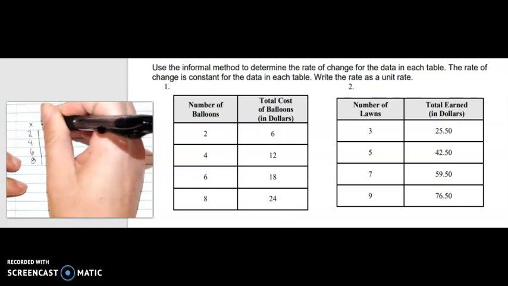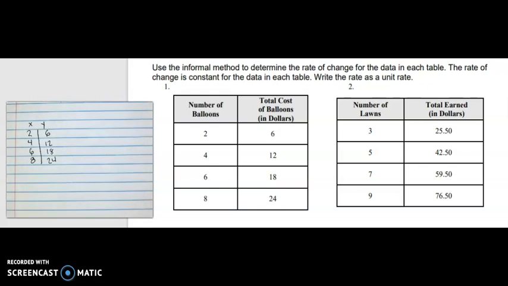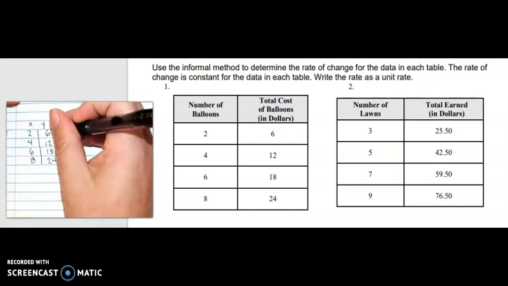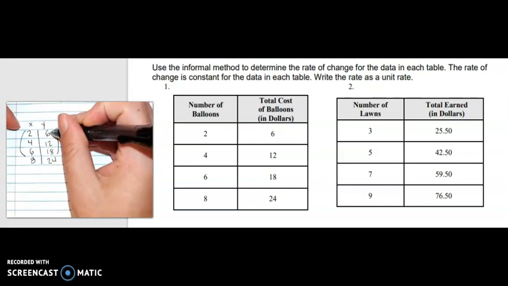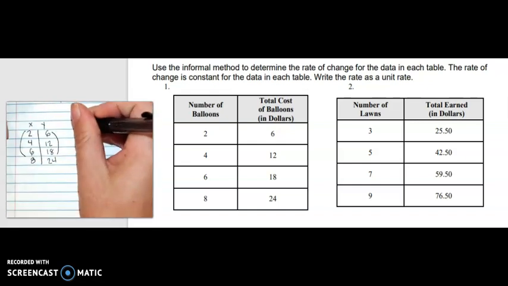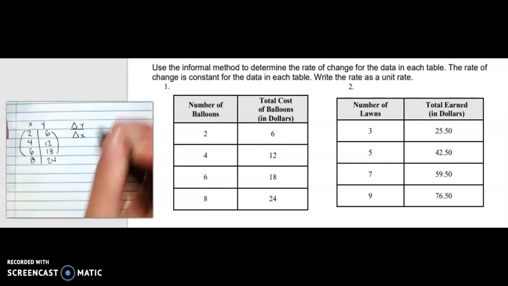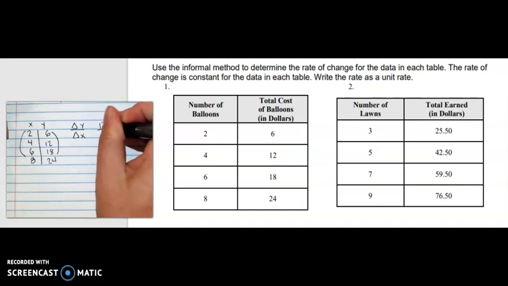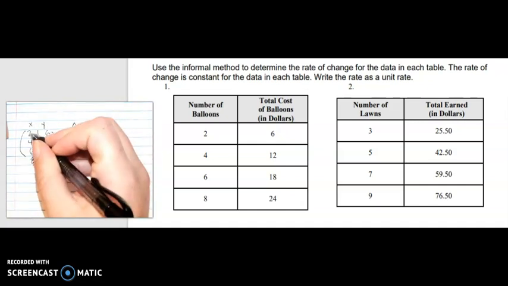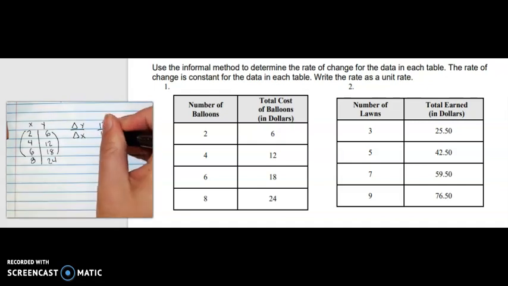X and y. We find the slope by comparing two numbers with each other within the table. So I'm going to compare the 6 to the 18 and the 2 to the 6. From 6 to 18, that is 12. Remember, slope is change in y over change in x. So we have 12 over, from 2 to 6, that's 4. 12 over 4 is 3.